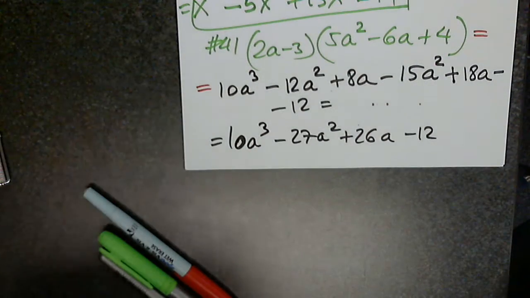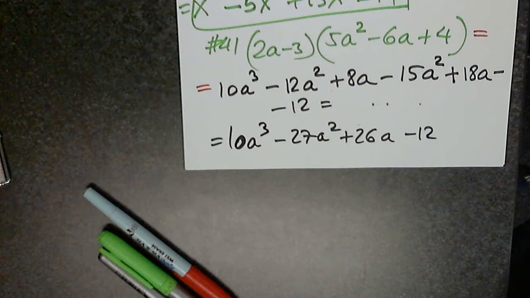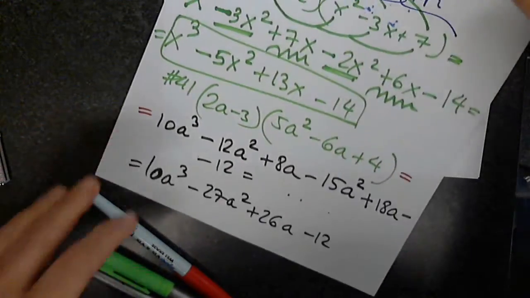Good. How many terms does this polynomial have? 4. What is its degree? 3. What is the leading term? 10a cubed. What is the leading coefficient? 10. Okay, let's now multiply.